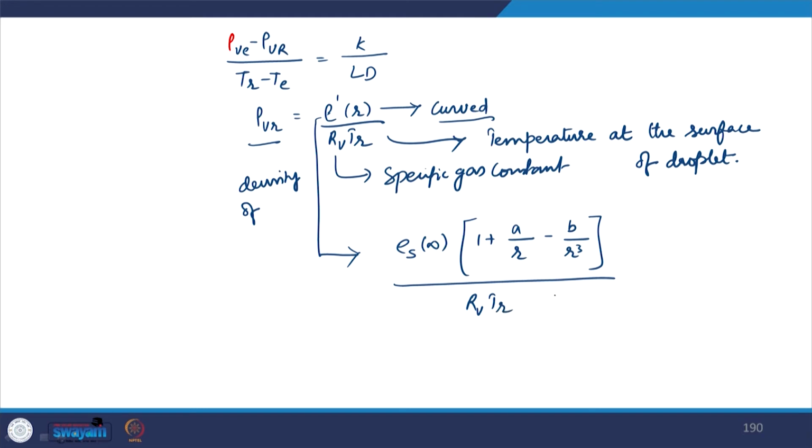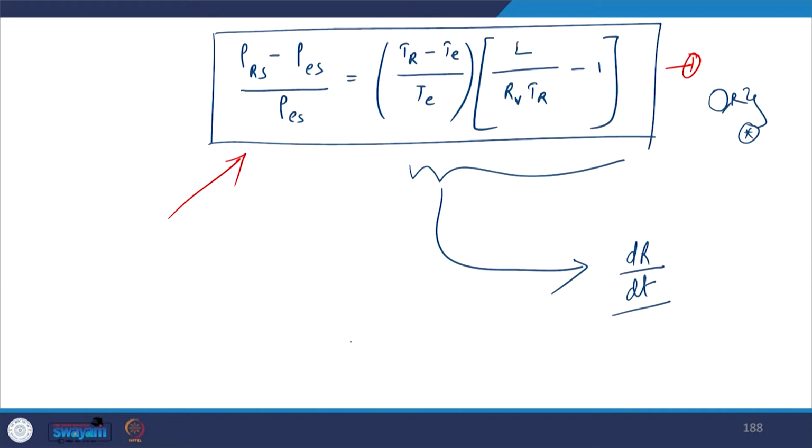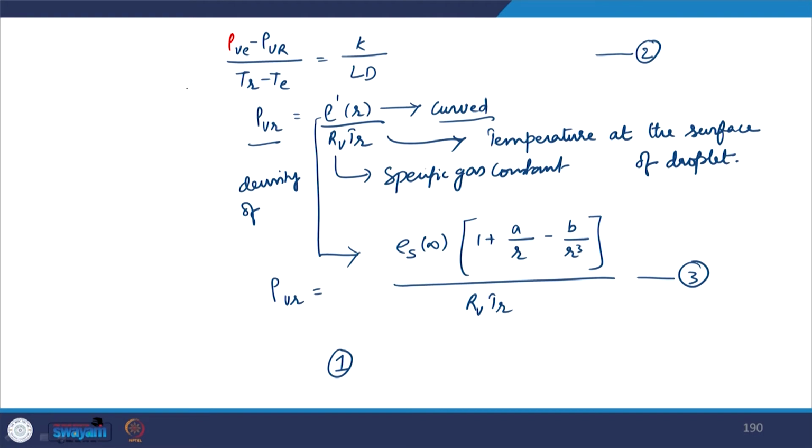So, let us say this is equation 2 now, and by the way, this is rho_v,r, this is equation 3. So, we have equation number 1, we have 2, we have 3, right. Now, from these 3 equations, we will do some rearrangement and try to see how we can derive an expression, right.